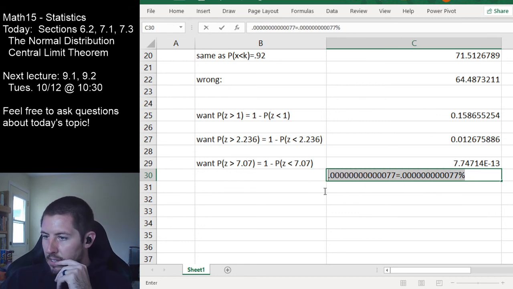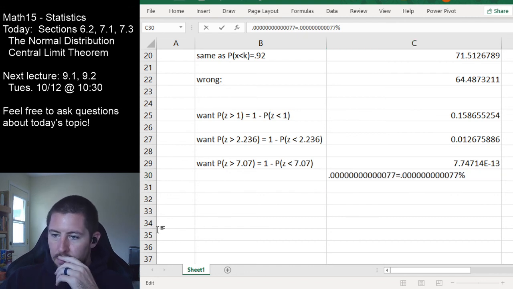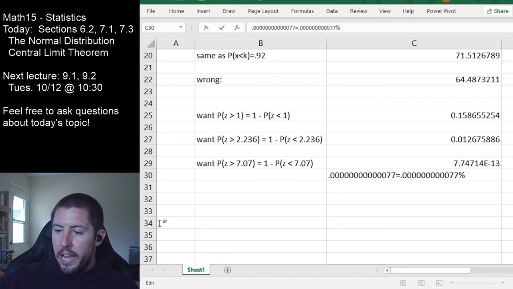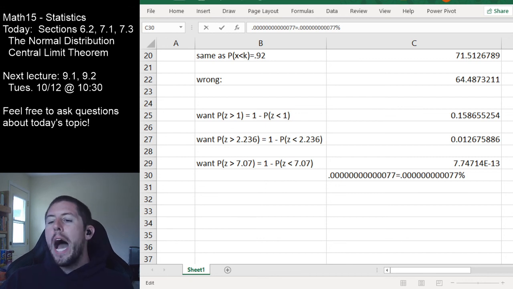I'm just going to copy this into, yeah, I guess I'll say this right here. This is essentially no chance is what we're saying. And this is about equivalent to the proportion of humans on Earth that are taller than Shaq. In fact, it's a little bit smaller than that proportion, in the ballpark of that, right? It's a wildly unlikely event. 7 standard deviations from normal, that's insane.